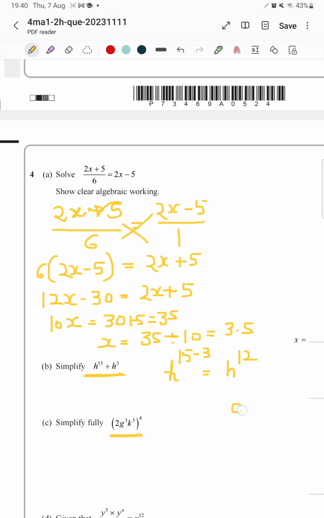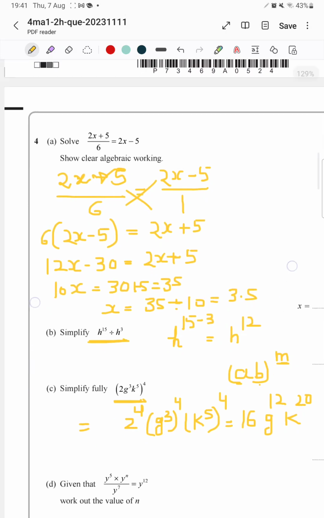Here we have something like (ab) raised to the power of m. So we have to split this power to each of the terms given individually inside the bracket. So it will be 2 to the power of 4, (g cubed) raised to the power of 4, and (k to the power of 5) raised to the power of 4. So 2 raised to the power of 4 is 16. Here it will be g to the power of 12, the powers will be multiplied, and k raised to the power of 20. And this completes this question.